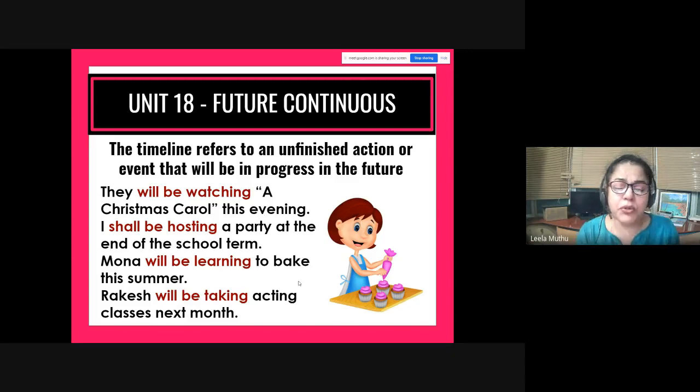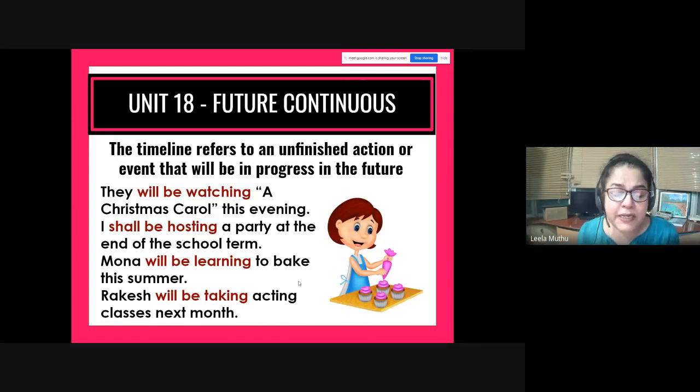I shall be hosting a party at the end of the school term. Like I told you, I and we should always be followed by shall in the future. So I shall be hosting a party at the end of the school term. The end of the school term is in the future, but it will be an ongoing action. I shall be hosting a party in the future, at the end of the school term.